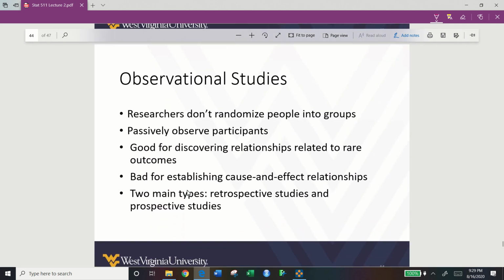But still, when we can't experiment, observations are the way to go. So how do they work? Well, in this case, researchers don't randomly put people into groups. Instead, they passively observe participants. This is good for discovering relationships related to rare outcomes, but it is truly awful, as you saw in the previous slide, for trying to establish cause and effect relationships. Now, there are two types of observational studies that we really focus on: retrospective studies and prospective studies.